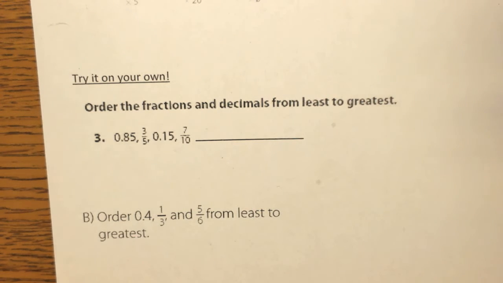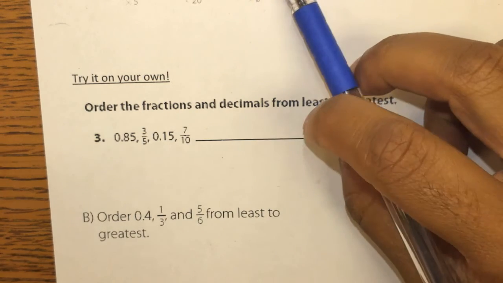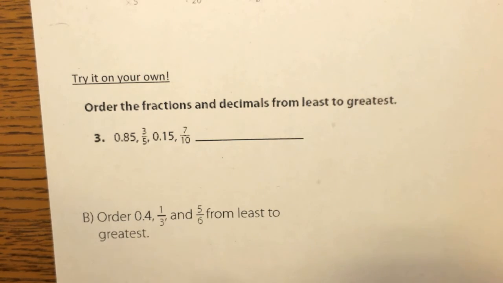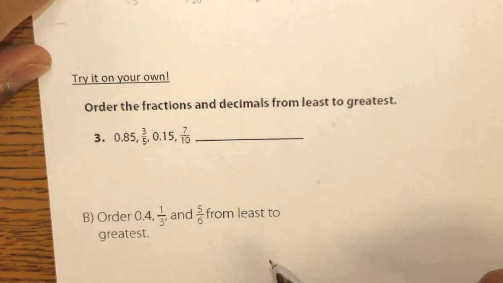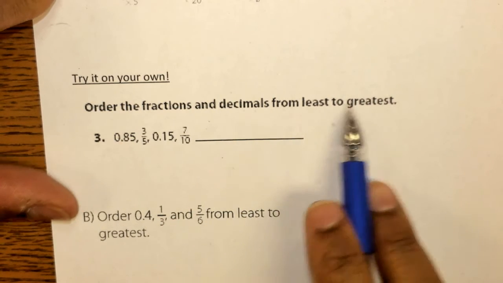Now, I want you to think about it this way. I can't compare fractions with different denominators. I can't compare a fraction and a decimal. So the only thing I can do is either convert them all to the same denominator, like above, or I can convert them all to decimals. It's whatever works best for you. I'm going to use decimals for this one. Order the fractions and decimals from least to greatest.